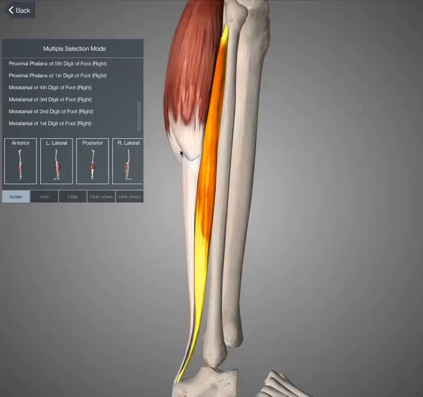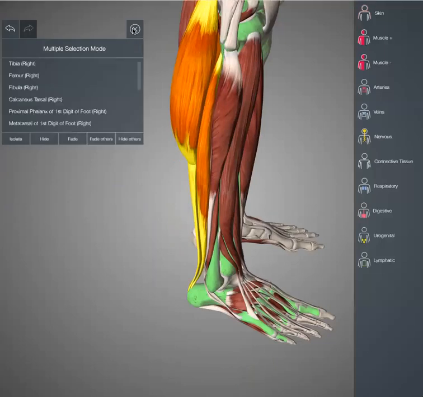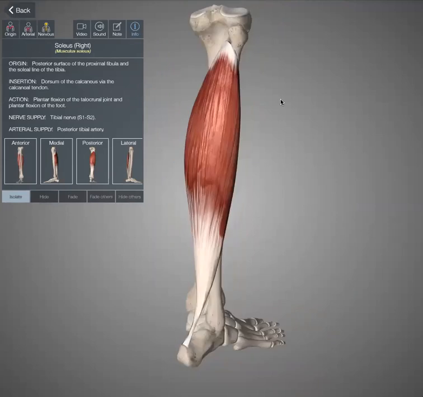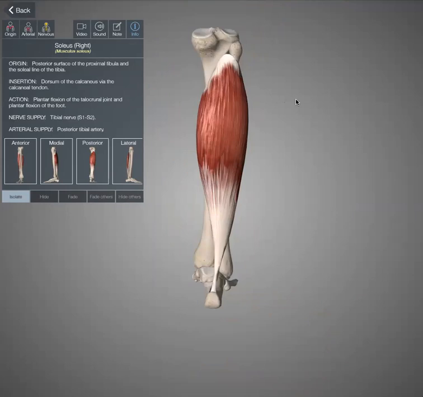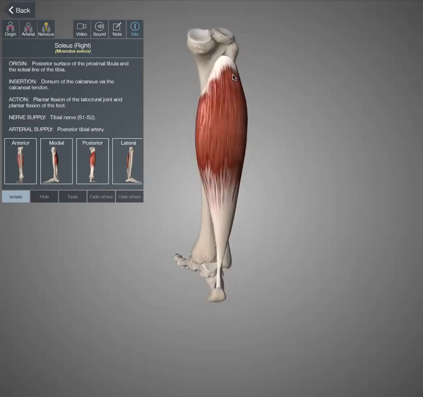The soleus now, I'm going to try and isolate this one. You can see that the soleus is underneath the gastrocnemius, and it gets its name from resembling a fish called the sole, because the fish looks like that. It's exactly like that, flat and in the shape.